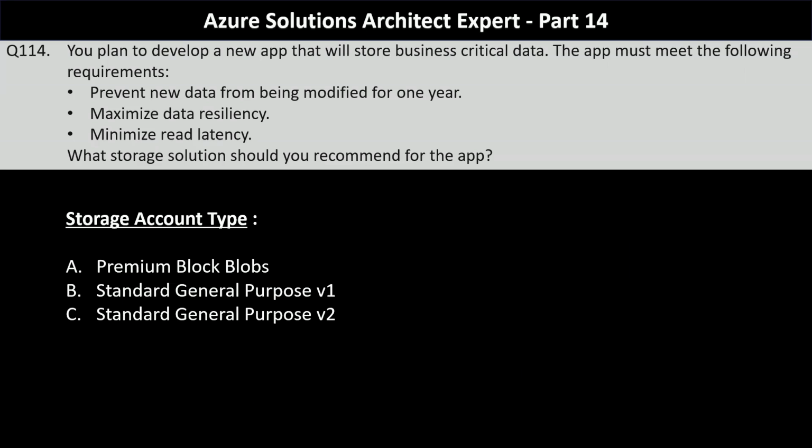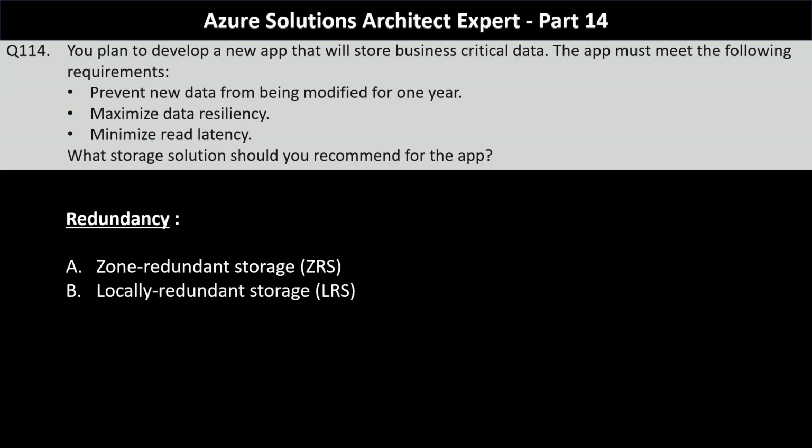And the first part of the question is talking about the storage account type. Your options are premium block blobs, standard general purpose V1, and standard general purpose V2. Folks, you should choose premium block blob storage account type, as that would provide lowest latency among all the storage account types, and it supports immutability policies such as time-based retention, which can ensure that new data cannot be modified for 1 year.